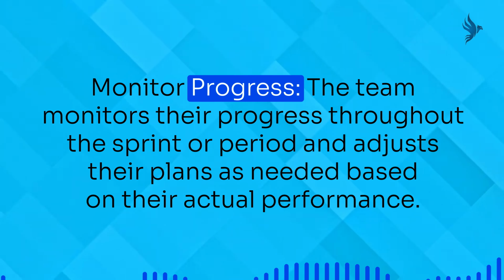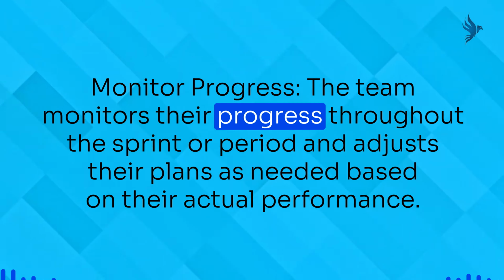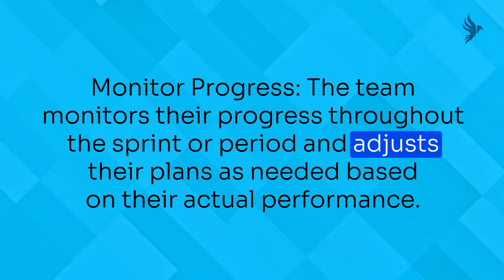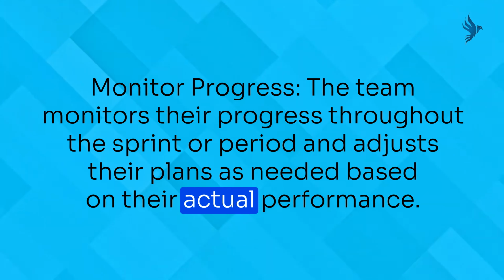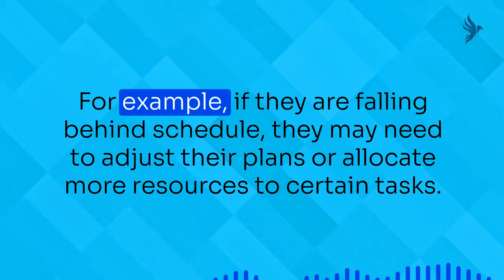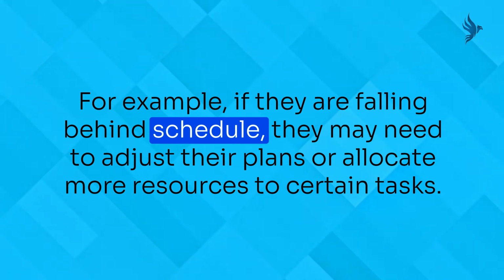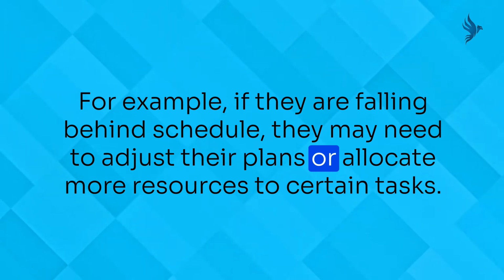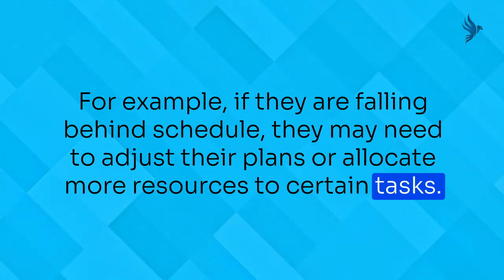4. Monitor progress. The team monitors their progress throughout the sprint or period and adjusts their plans as needed based on their actual performance. For example, if they are falling behind schedule, they may need to adjust their plans or allocate more resources to certain tasks.